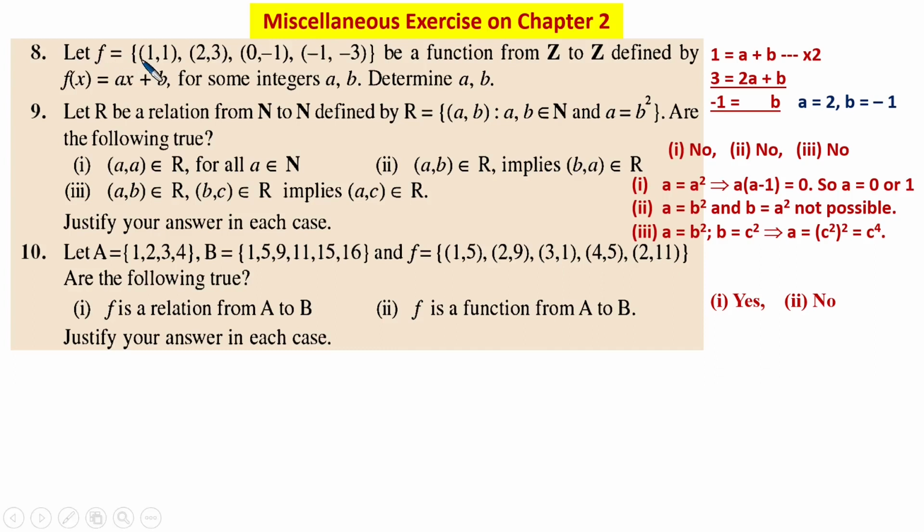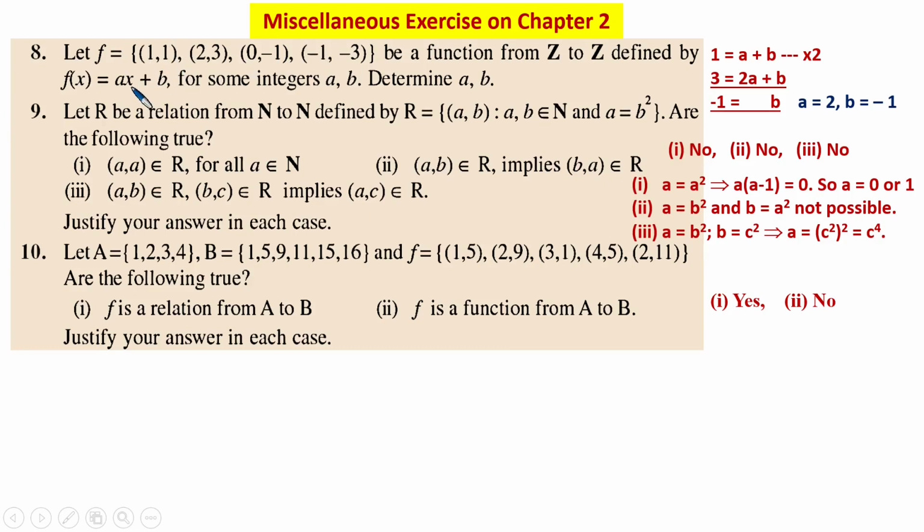So here, let f equal to this set be a function from Z to Z defined by f of x is equal to ax plus b. This is for the domain, and this is the range, for some integers a and b. Determine a and b. Okay, so this is also not very difficult. This is the value of f of x given here, 1, 3, minus 1. This is the value of y.